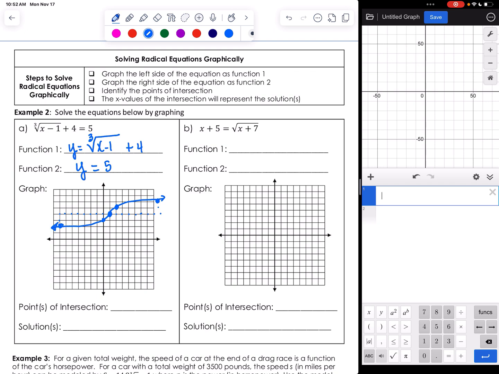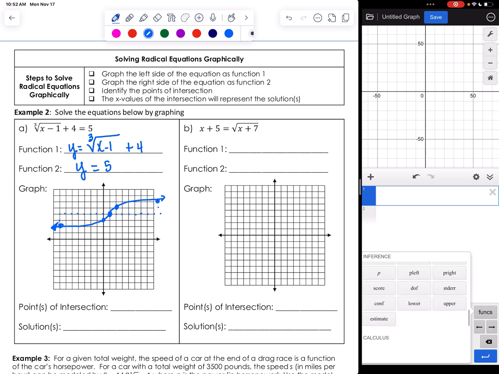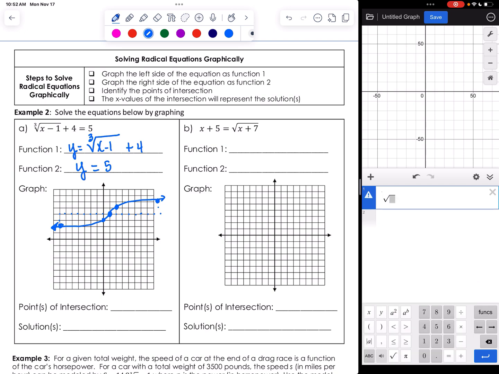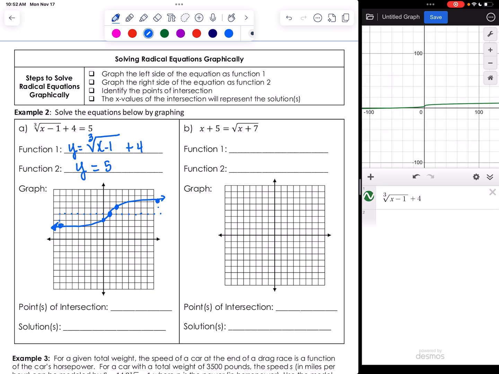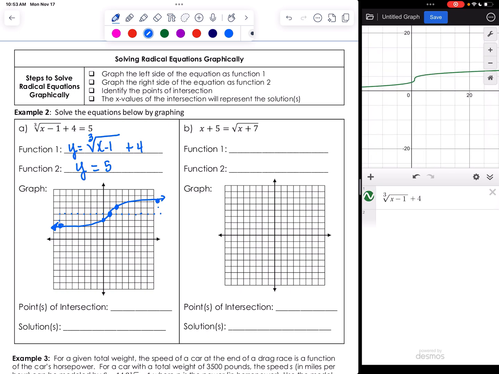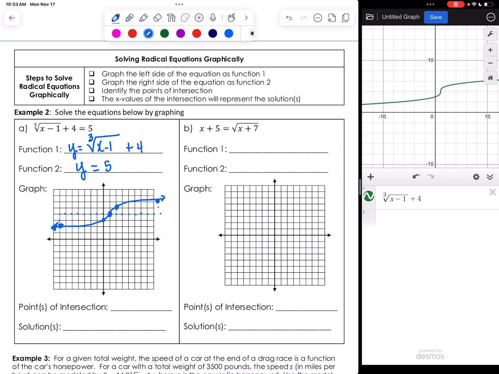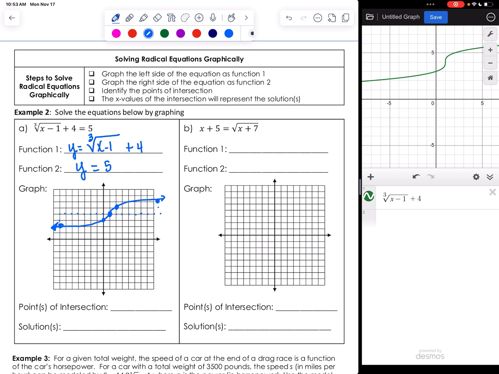All right. Now we can also use our calculator to graph it. So you'd press function, go all the way down to the bottom, cube root. Here we have x minus 1, side arrow, plus 4. So it looks something like that. Although I think I want to zoom out a little bit so it looks more like the grid that we have on our paper. Okay, maybe even make it, there we go.